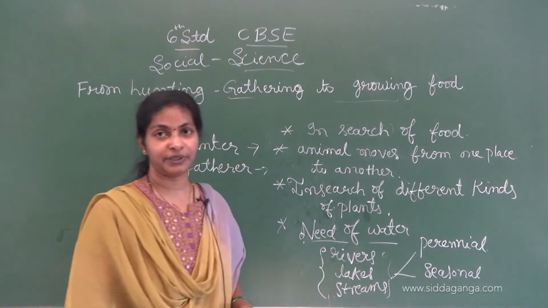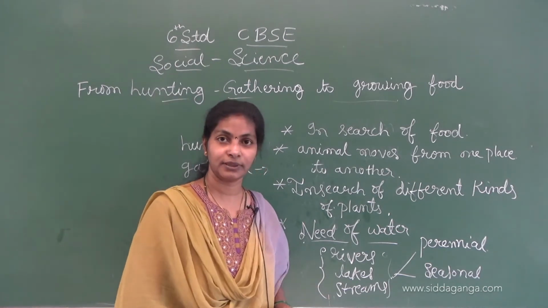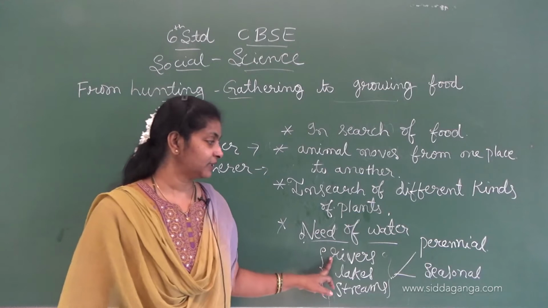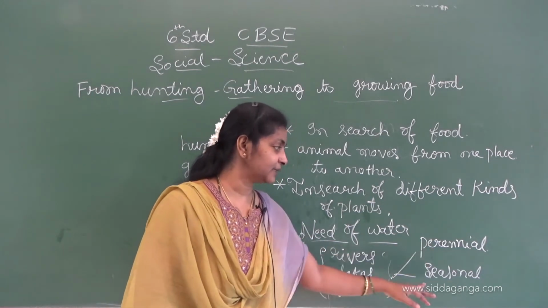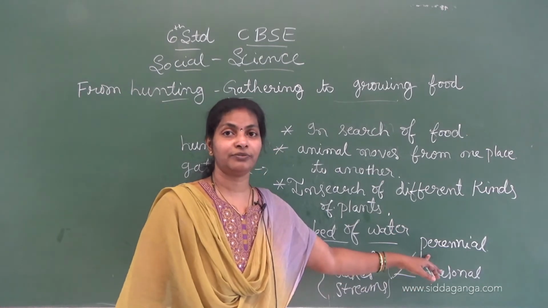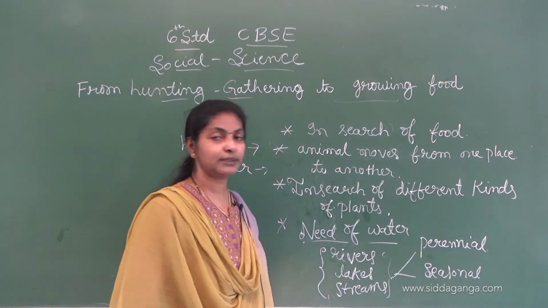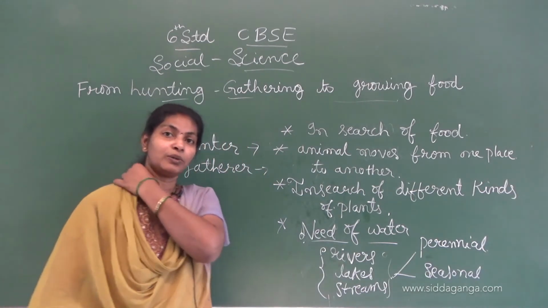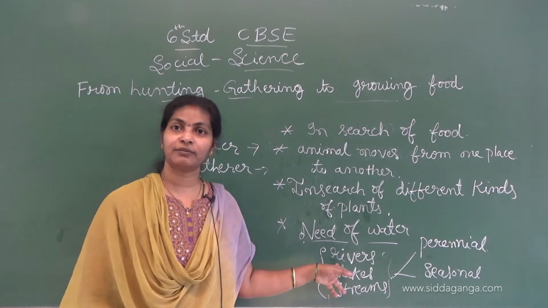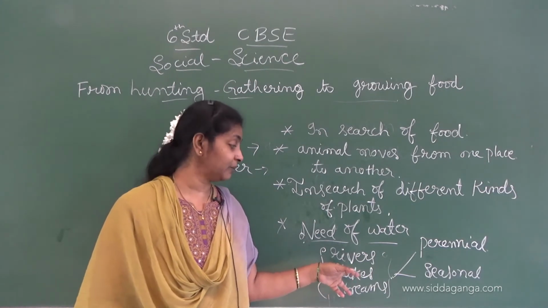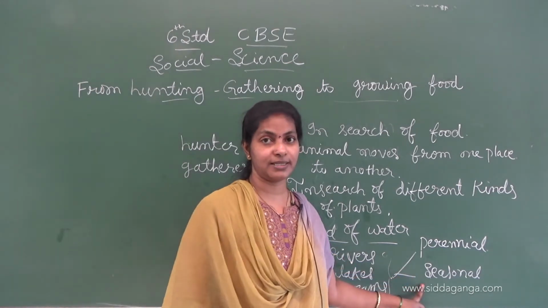Okay, they become empty, become dry during the summer season. Understood? Among these rivers, some are perennial and some are seasonal. Perennial means always flowing rivers. The water flows always. Seasonal means in some seasons only the water flows in these rivers. In other seasons there is no water. They become empty, dry, especially during the summer season.